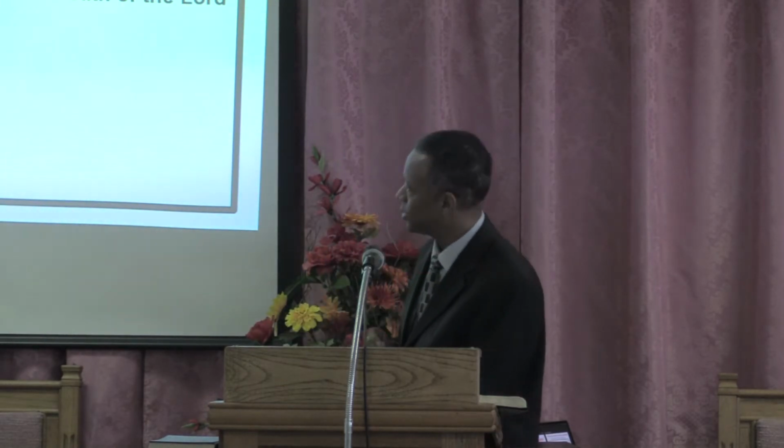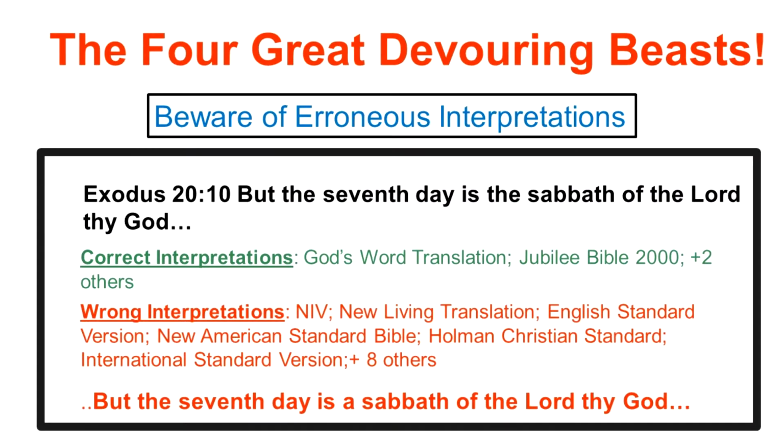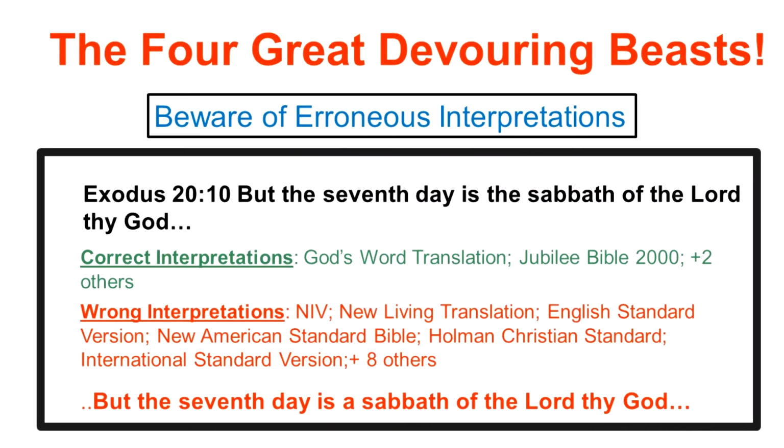So I looked at just one phrase from a Scripture in the King James Version, found in Exodus 20, verse 10. It says, "But the seventh day is the Sabbath of the Lord thy God." I compared that Scripture to some other interpretations of the Bible, and of those, five or so got the translation right. The five were God's Word Translation, Jubilee Bible 2000, which I have no idea who these are, and then two others that got the phrase correct. I'm not saying go buy these. I'm just letting you know that of the ones that were reviewed, these two got at least this part of the scripture correct.